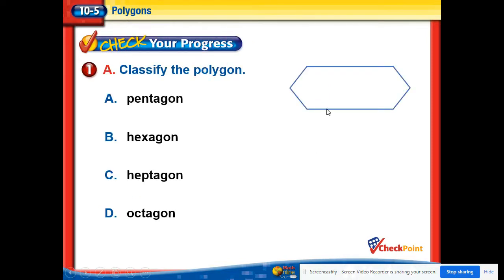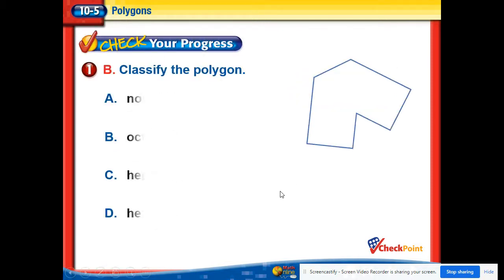So what about this one? Let's start with the bottom. 1, 2, 3, 4, 5, 6. 6-sided. That's a hexagon. And then one more here. Ooh, it kind of looks like pants. Let's start at the top here then. 1, 2, 3, 4, 5, 6, 7. 7, we just had one with 7. It's called a heptagon.